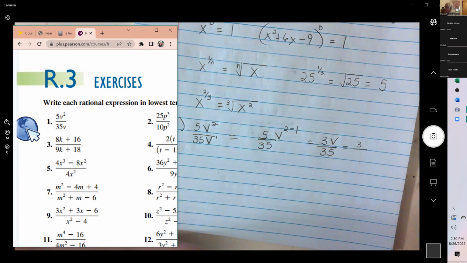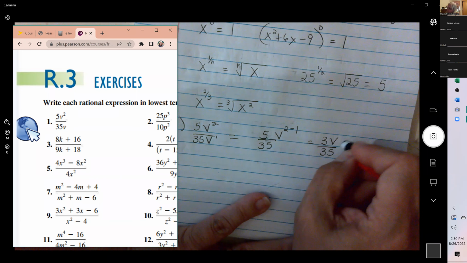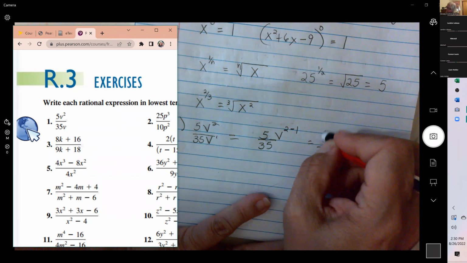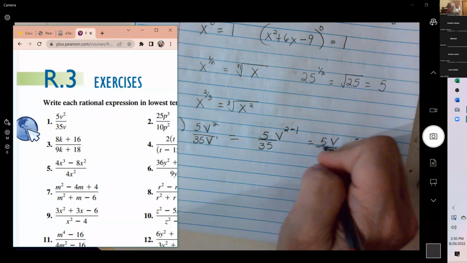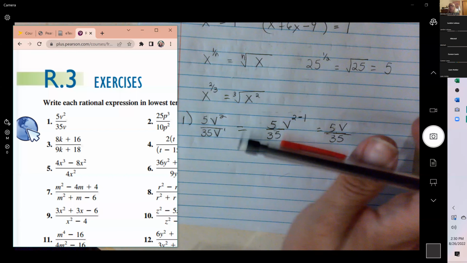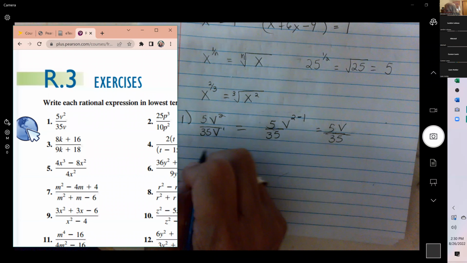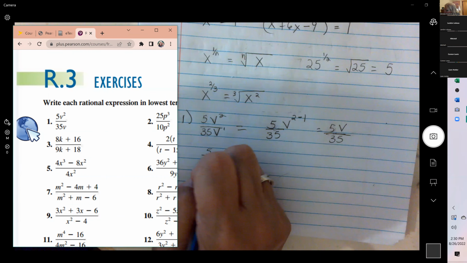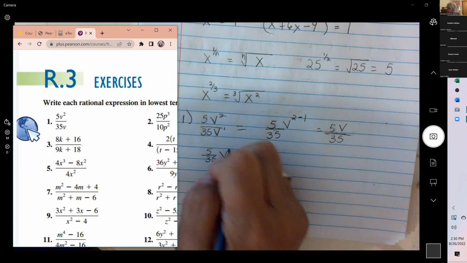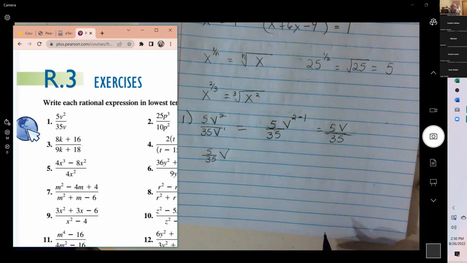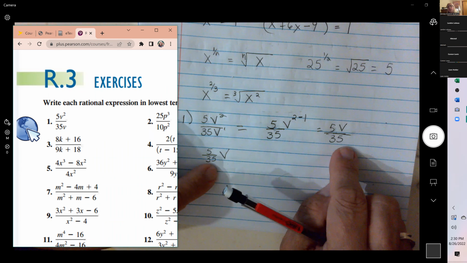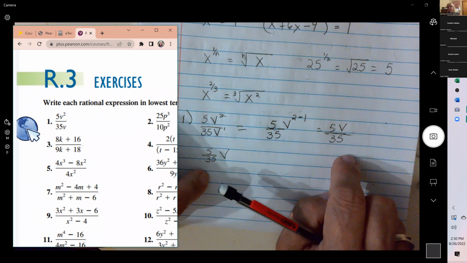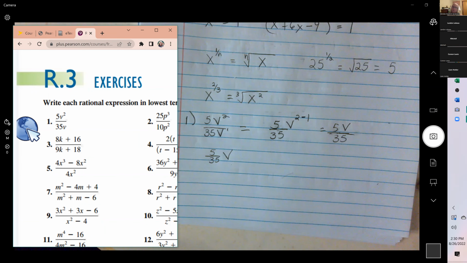We'll reduce it next. Now, when you're writing it, you can write it as one fraction, or you could write it 5/35 v. Now, we're going to reduce the 5/35. So both of these are correct answers. Well, except MyMathLab would tell you, you haven't reduced your fraction.